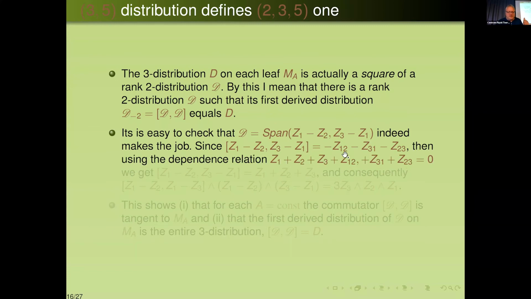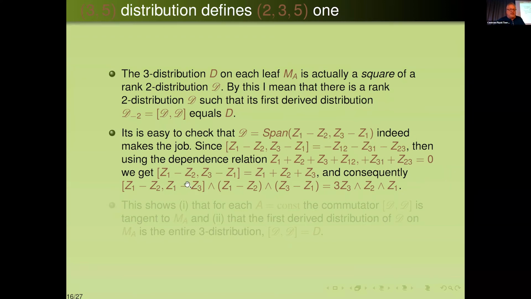But remember that there was this dependence relation, so we can transform it to this one, and therefore you see that the commutator is spanned now by Z1, Z2, Z3. The commutator is still tangent, but you can see that the commutator of Z1 minus Z2 and Z1 minus Z3, when wedged with Z2 minus Z1, Z3 minus Z1, is Z3, Z1, Z2. So actually it produces the third vector of the distribution.